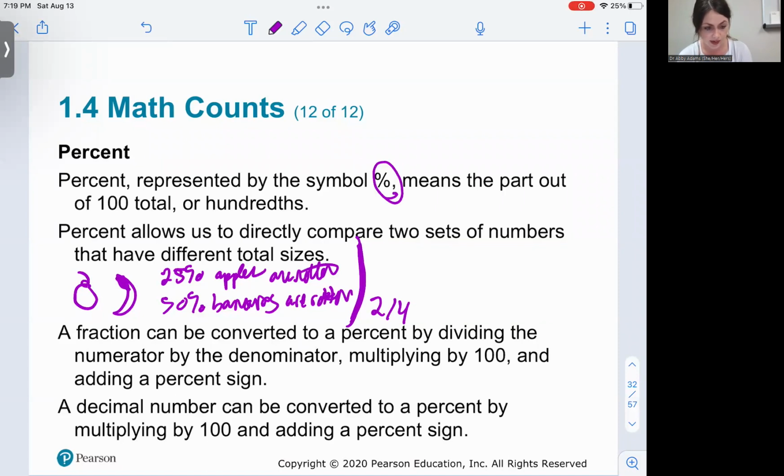If he says 50%, half, you have to be able to convert between these numbers, okay? For those reasons, you have to understand the differences between total numbers and percents.